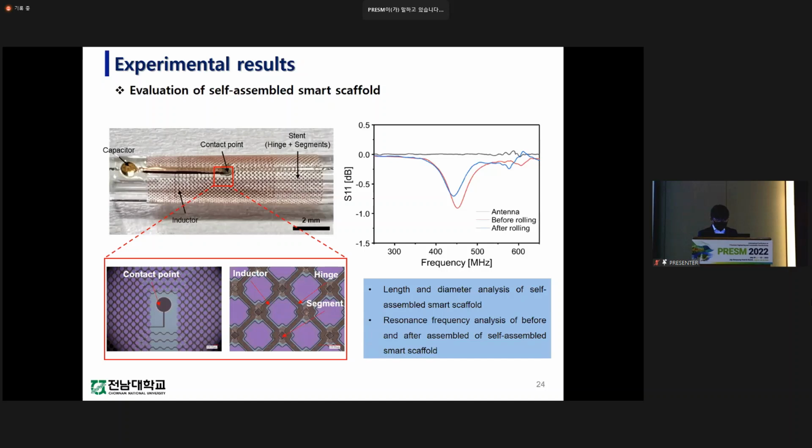The fabricated self-assembled smart scaffold is as shown in the top image. And the formation of the inductor and the contact point on the polymer structure was confirmed using an optical microscope. Through the initial resonance frequency measurement, it was confirmed that the self-assembled smart scaffold has a resonance frequency suitable for medical use.